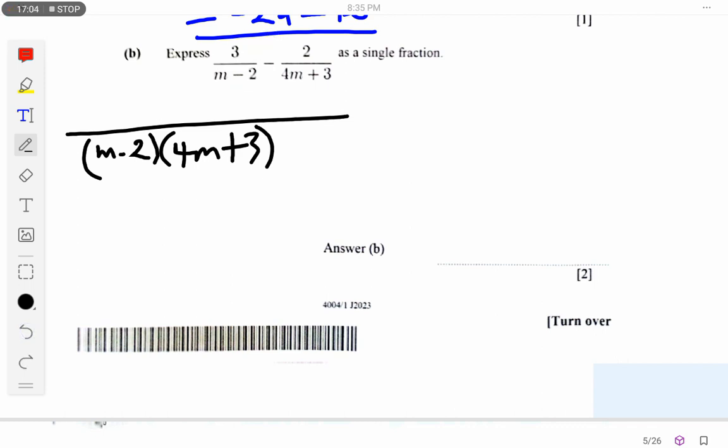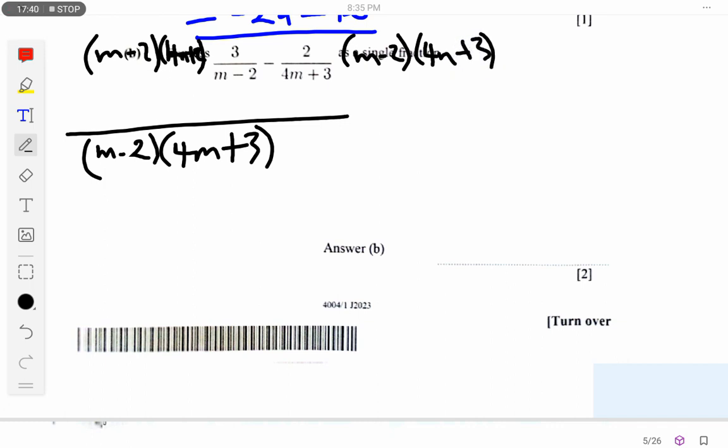So I'm going to say m minus 2 into this whole thing here. Or else, what I'm trying to say here is this. Because we have got a common denominator here, m minus 2, 4m plus 3, you will simply come here and multiply with the same denominator, m minus 2 and 4m plus 3 there. Okay, then you also do the same this side, m minus 2 and then 4m plus 3 like that.